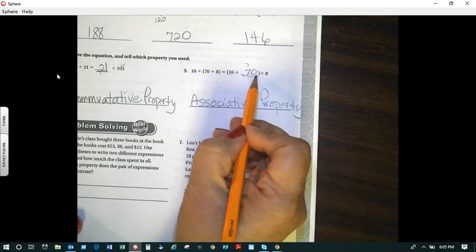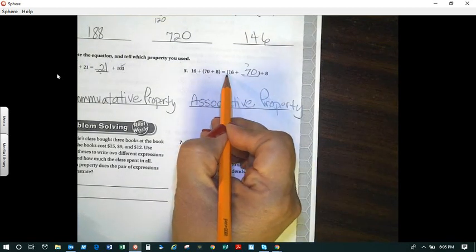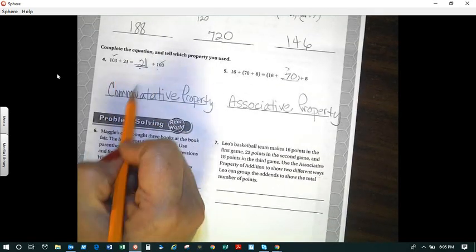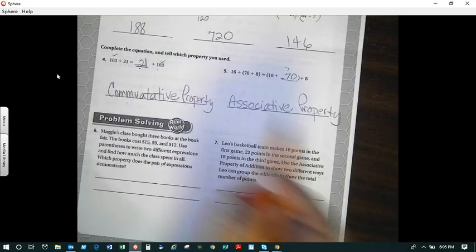The numbers stay in the same place. The only thing that's moving is parentheses for associative property. And then the numbers are the ones that move, and that's the commutative property. Let's look at number 6.